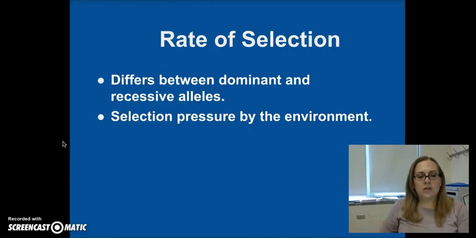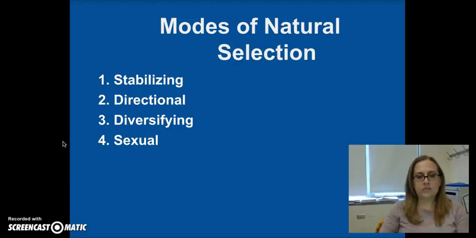We've got to talk a little bit about the rate of selection. So the rate of natural selection differs between dominant and recessive alleles. It also can change based on selective pressure by the environment. So if there's a lot of selective pressure by the environment, like let's say there's a really quick, really dramatic shift in the environment, it could increase the amount of selection pressure. So that's something to think about.